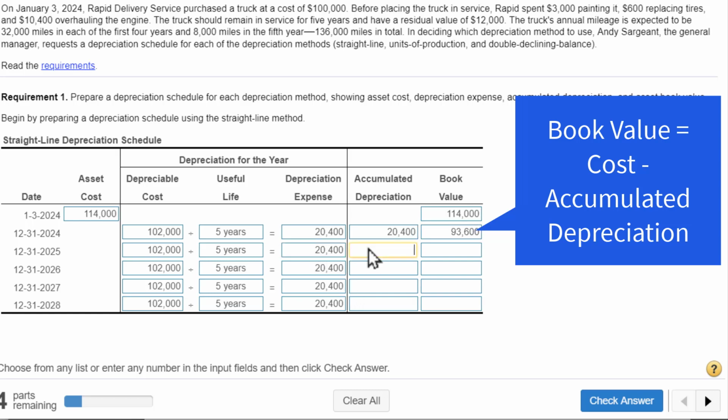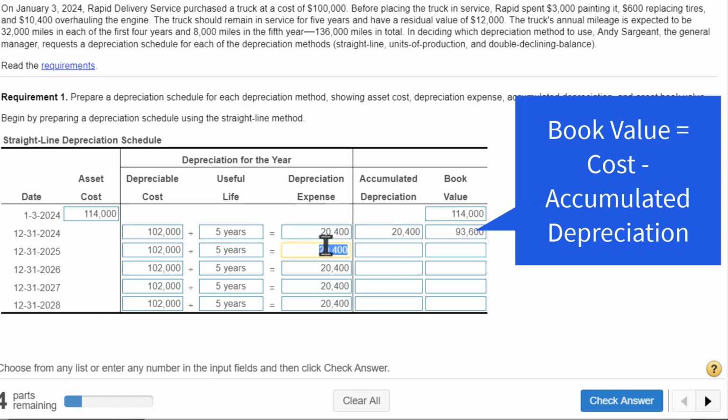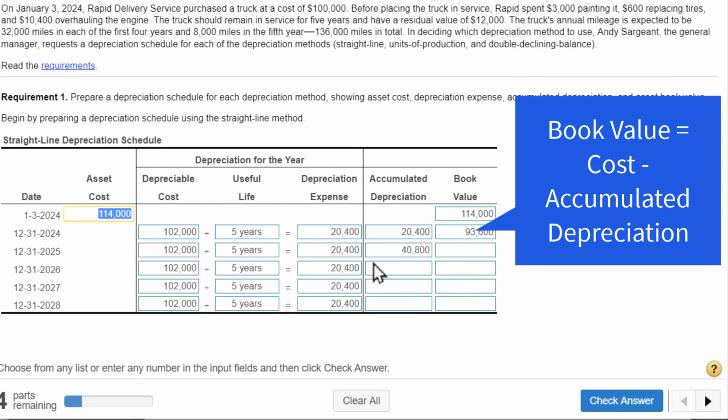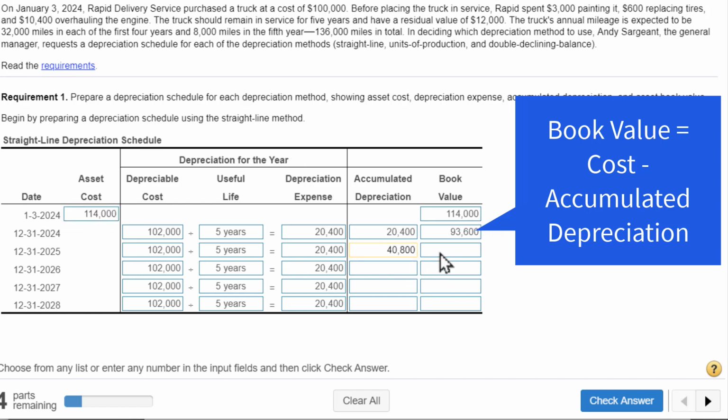Then in the next year, we need to calculate accumulated depreciation. So we need to take the previous year's accumulated depreciation, add it to this year's depreciation, and that gives us $40,800. Now to calculate the book value, it's $114,000 minus the accumulated depreciation of $40,800, which gives us $73,200. Then for year 2026, accumulated depreciation, we're going to take the previous year, add it to the current year, and that gives us $61,200. The book value is going to be the cost of the asset minus accumulated depreciation, which gives us $52,800.